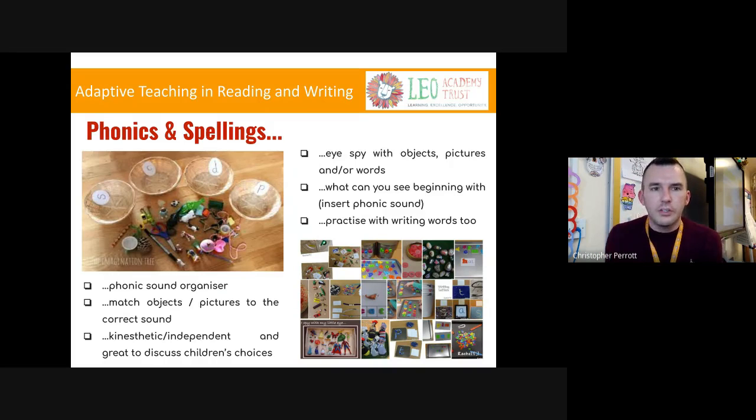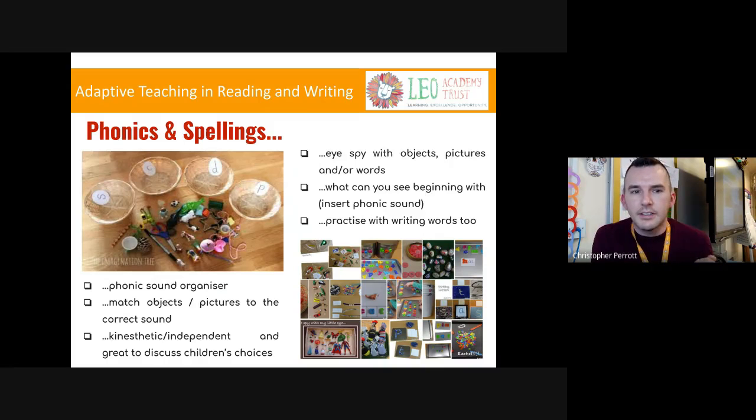So moving on to phonics and spellings. Now I've grouped these together, and what I've tried to do in terms of adapting the teaching is make the activities as universal as possible, because obviously I'm aware we've got EYFS, year 1 all the way up to year 6 as well. And again, these techniques and these tools, they are easily adaptable.